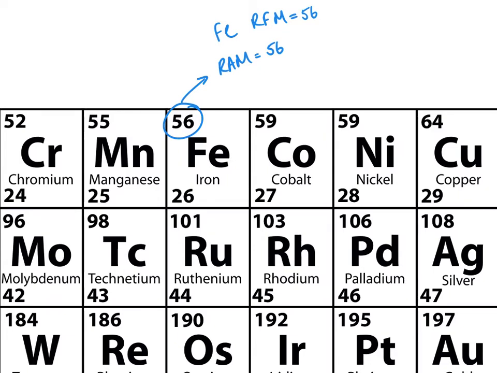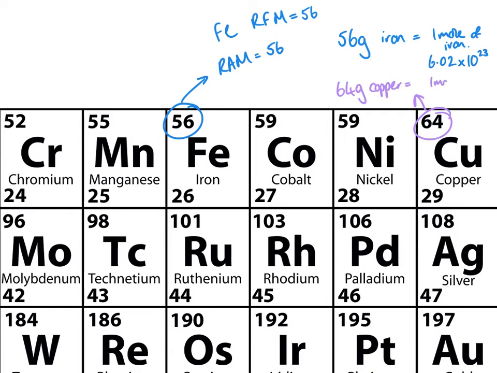So what I'm saying then is if I have 56 grams of iron, that's a mole of iron, in the sense that I will have 6.02 times 10 to the power 23 atoms of iron within 56 grams of iron. What about copper then? If copper has a relative atomic mass of 64, so if I had 64 grams of copper, that's a mole of copper.